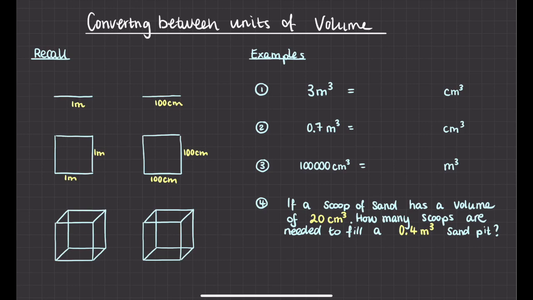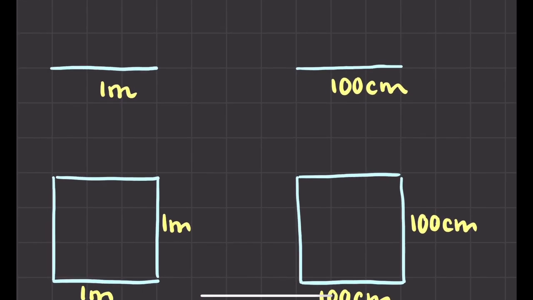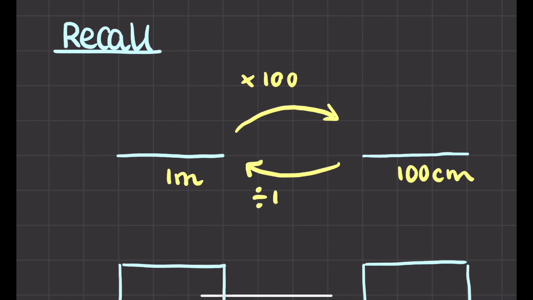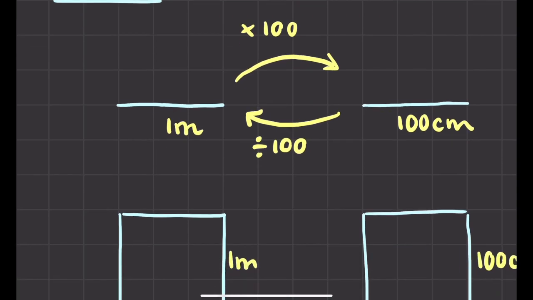Okay, so I want to show you how to convert between units of volume. Now you'll remember, hopefully, that if I wanted to convert meters into centimeters, I just need to multiply meters by 100 to get it into centimeters, and I could go the opposite way, couldn't I? I could divide centimeters by 100 to put it into meters.